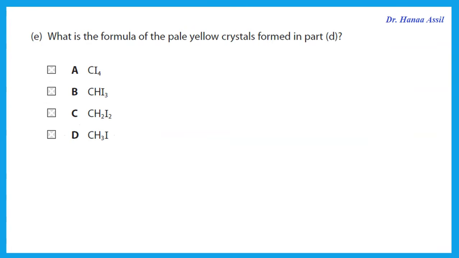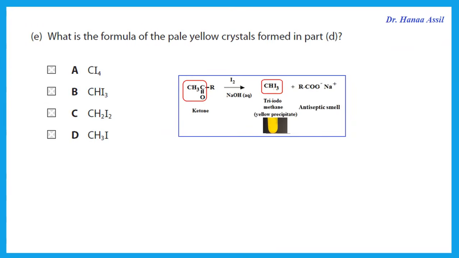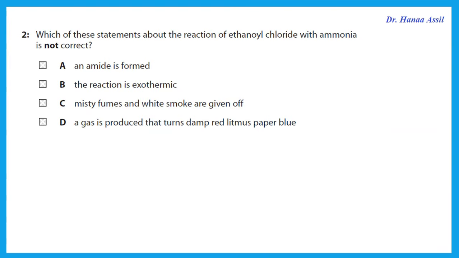What is the formula of the pale yellow crystals formed? Remember the iodoform test with aqueous iodine. This will remove the methyl group that's next to the carbonyl and form triiodomethane. Remember, the other product would be the sodium salt of the rest of the compound, and that gives an antiseptic smell.